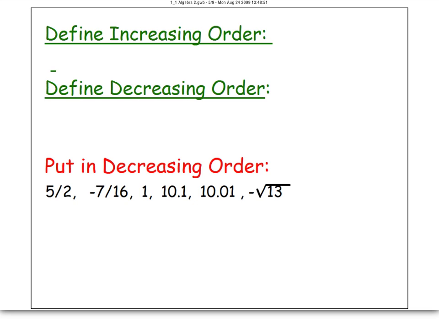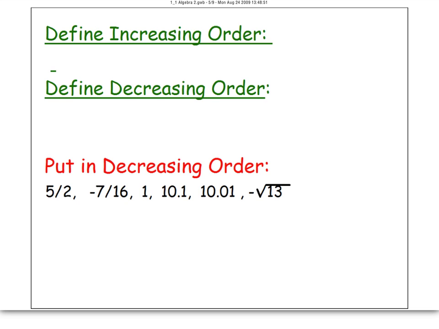Now decreasing would be largest to smallest. So I'm going to find the largest number first. And so I have to think, is it this number or this? Now remember, for decimals, the tenths is the first position. The second is the hundredths. So is 10.1, with the 1 in the tenths, bigger or smaller than 10.01, with the 1 in the hundredths? A tenth is going to be a little bit bigger than a hundredth. So this is the first largest number.